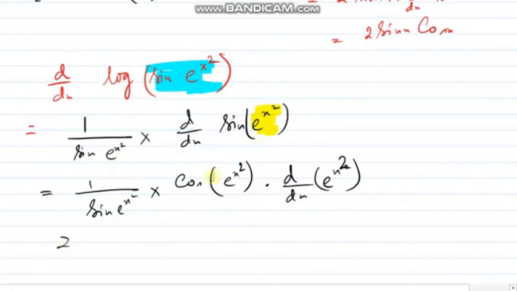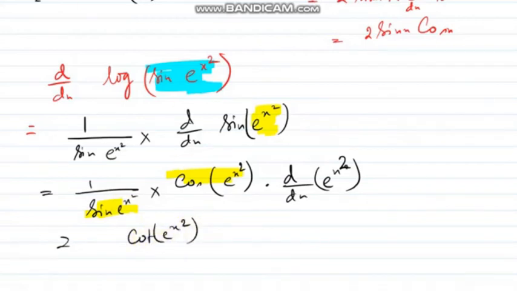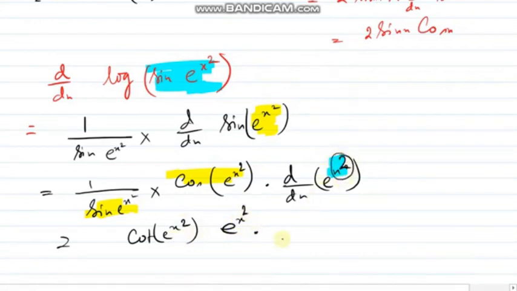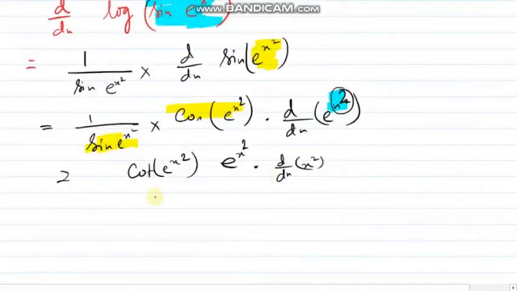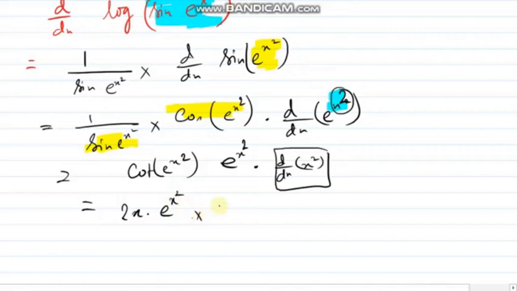So if I simplify this part, it will give you cot of e to the power x square, right? Next one, d/dx of e to the power x, that is e to the power x only, right? So it will be e to the power x into d/dx of this x square. So d/dx of x square will be 2x. And listen, until we complete all the functions of x, this will go on. So this will be 2x ultimately. I am just writing it as 2x into e to the power x square into cot e to the power x square.